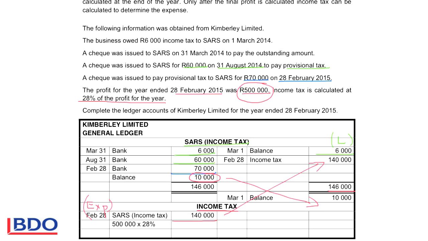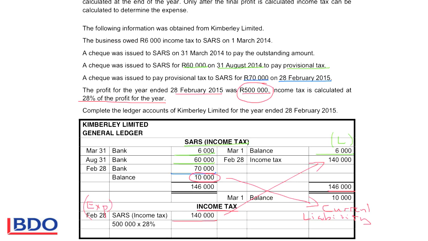So because this balance is brought down on the credit side, it means that this is a current liability. So it's the money that you owe to SARS at the end of the year because you didn't pay enough money during the year as provisional tax.